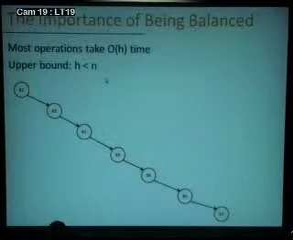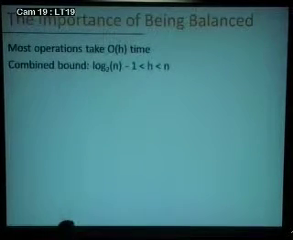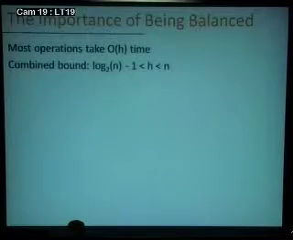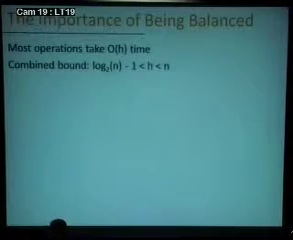Right? So can you see that we have a range now? You combine the bounds. The height of the BST can be as low as log 2 n and can be as high as n minus 1 or n.